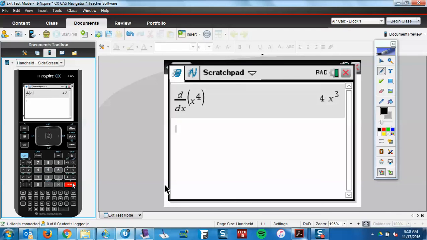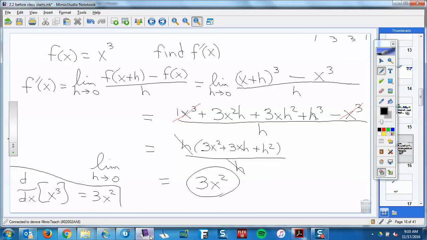Now earlier we did this at 4, right? Put a 4 in there. 48. 4 squared is 16, 16 times 6 is 48. What we have here is a rule, a formula for the derivative. We can find f prime.